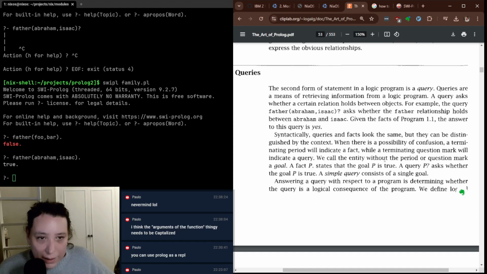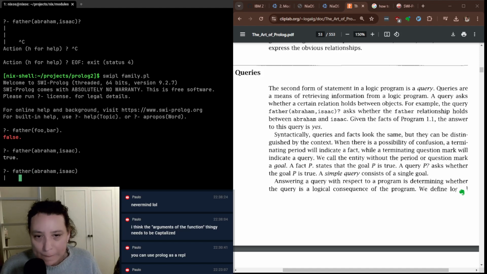We call the entity without a period or question mark a goal. A fact P states that the goal P is true. A query P question mark asks whether the goal P is true. A simple query consists of a single goal. So you're saying I can just say Father Abraham, comma Isaac without anything? No.